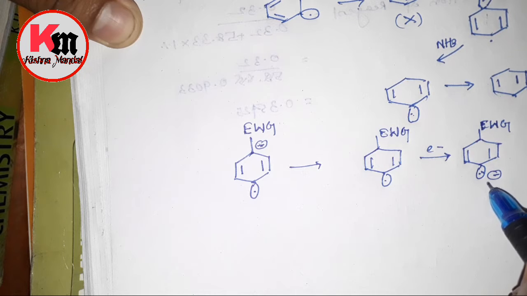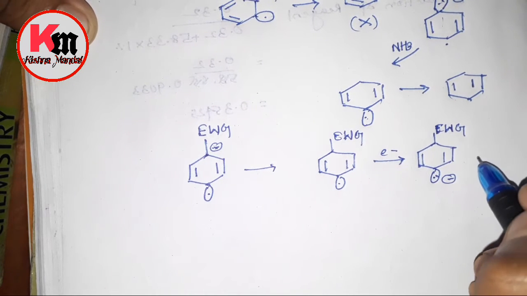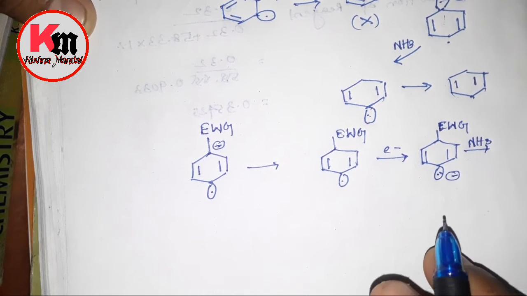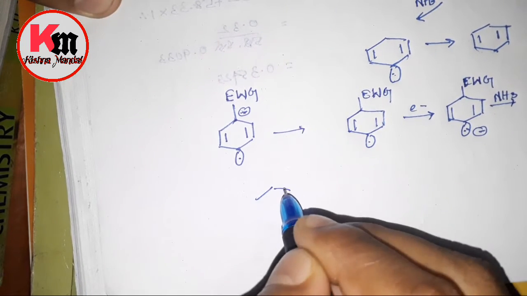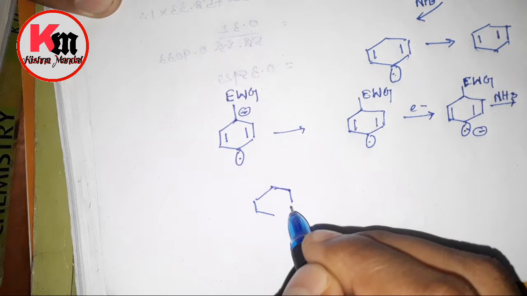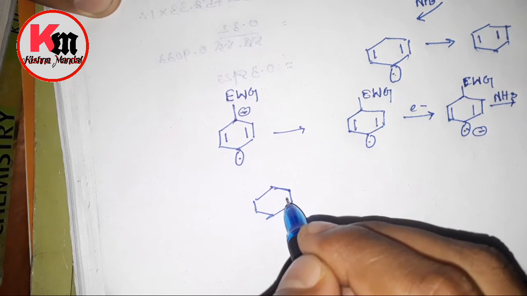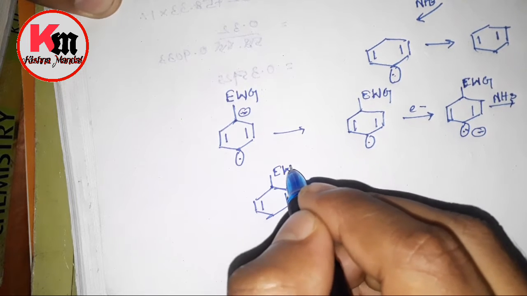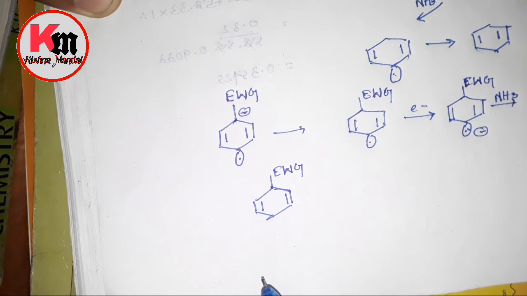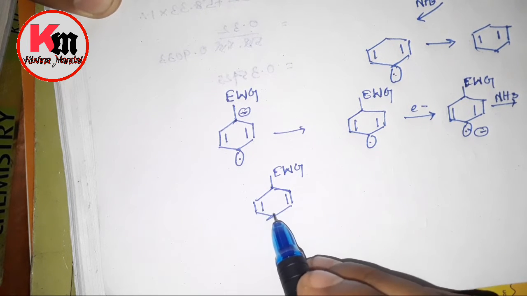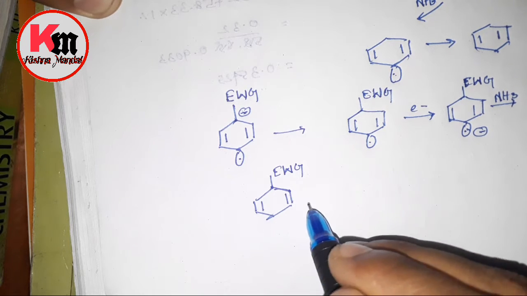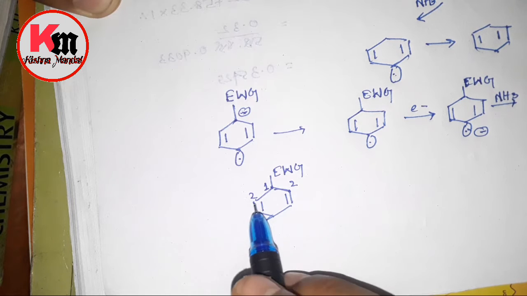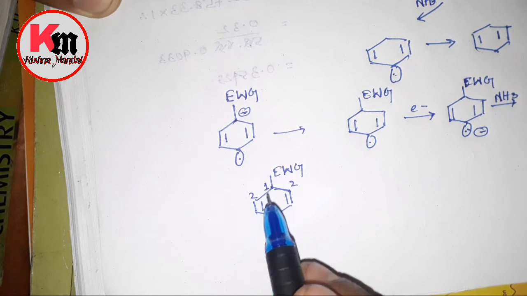And again this anion takes a proton from an NH3 molecule and converts to this type of product, with two double bonds. Here you can see the two double bonds are in two positions with respect to the electron withdrawing group.